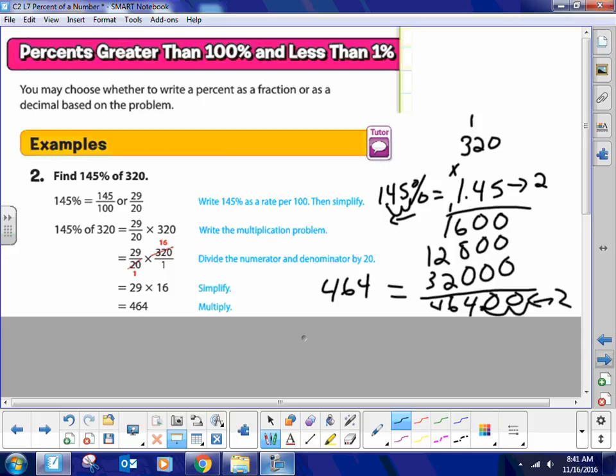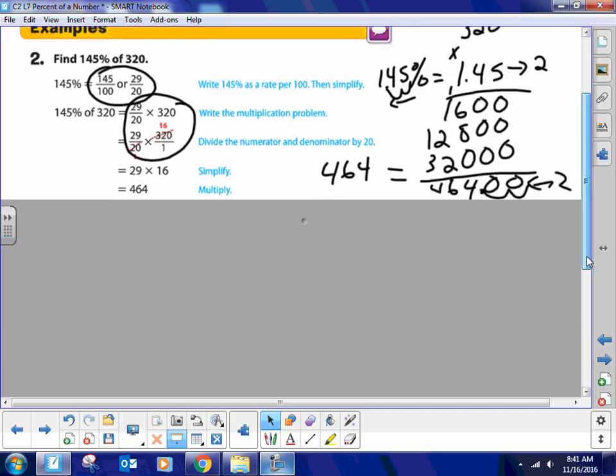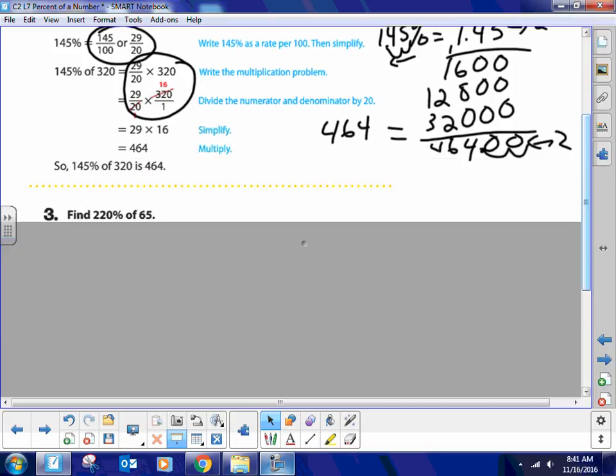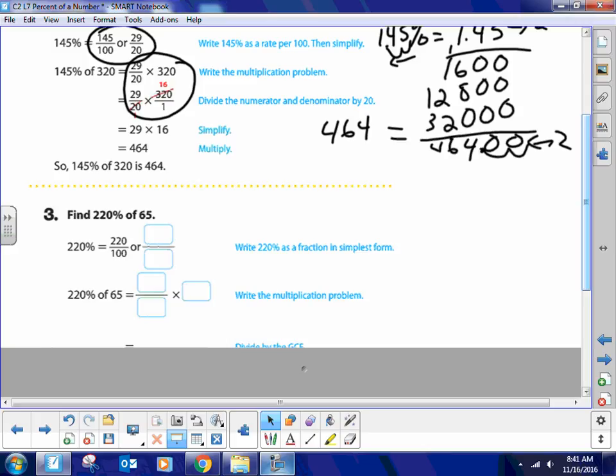This is the easiest way that I like it. This looks like a lot of work over here, and then you're doing this, and then you're doing this. Either way, it's a little bit of work, but this way is the easiest amount of work. So here we go. If you want to fill this out, you can. I'm not a big fan of it again. I would just do it as a decimal.